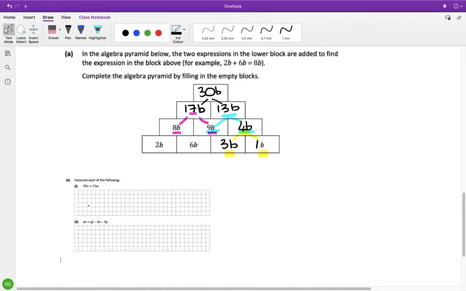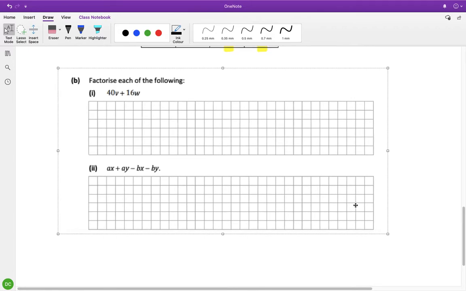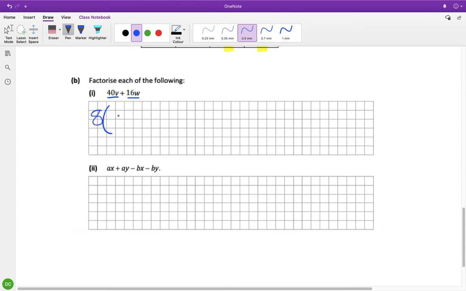Right, so the next question is factorize. So factorize each of the following. 40v plus 16w. So we have to see if there's anything common between 40 and 16. Is it 8? Yeah, 8 divides into both. So we're going to take the 8 outside and we're dividing.